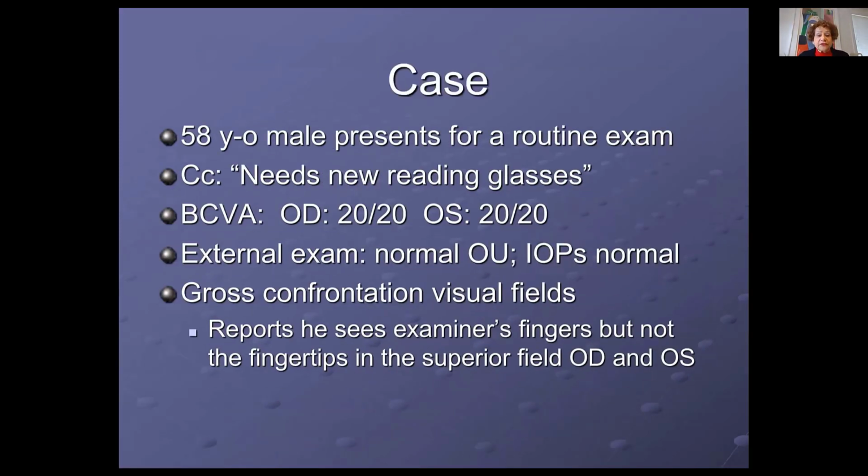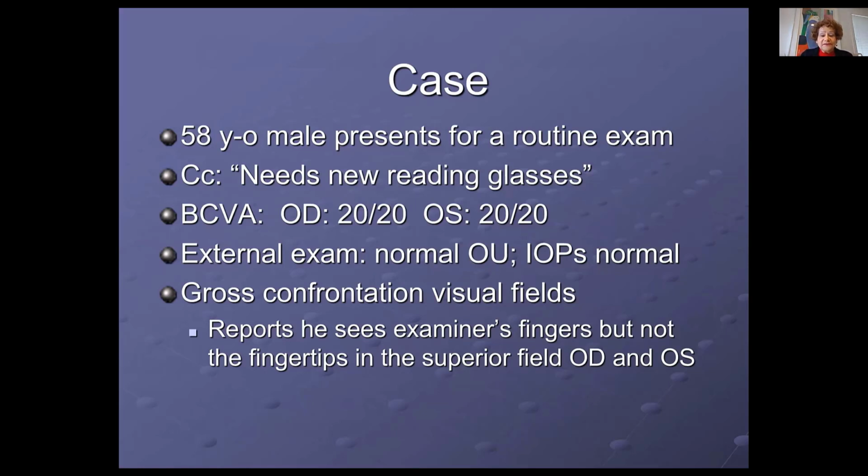Let's now move to another case, a 58-year-old male who presents for a routine eye exam. Chief complaint: I need new reading glasses. All of his prior eye exams, nobody ever told him there was anything wrong. And his best corrected acuity was 20/20 in each eye. Everything was normal, his IOPs were normal.